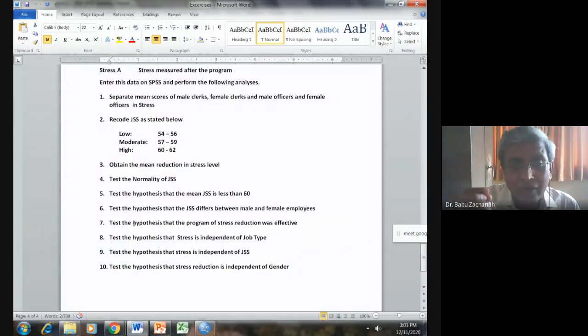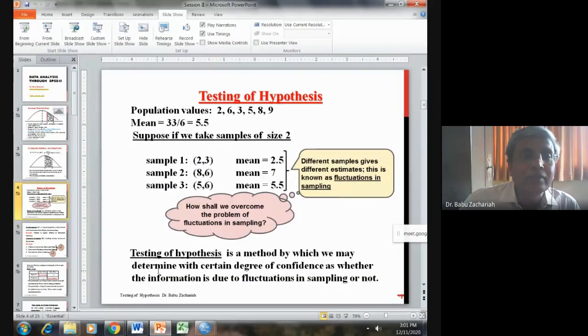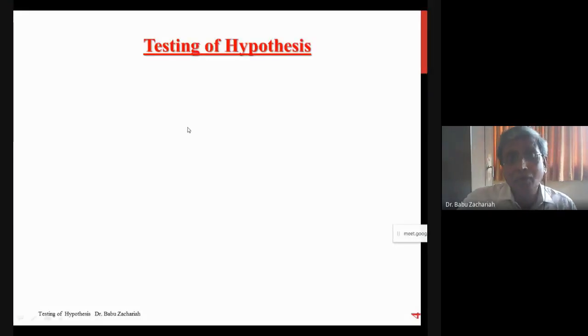Now I will take a few minutes to explain what hypothesis testing is and how it proceeds. I'm going to do it a little fast. Of course, I sent a video, but only a few people have actually seen it, so here in brief I'm going to explain again. First of all, we must understand why testing is needed. I'll ask a question initially.